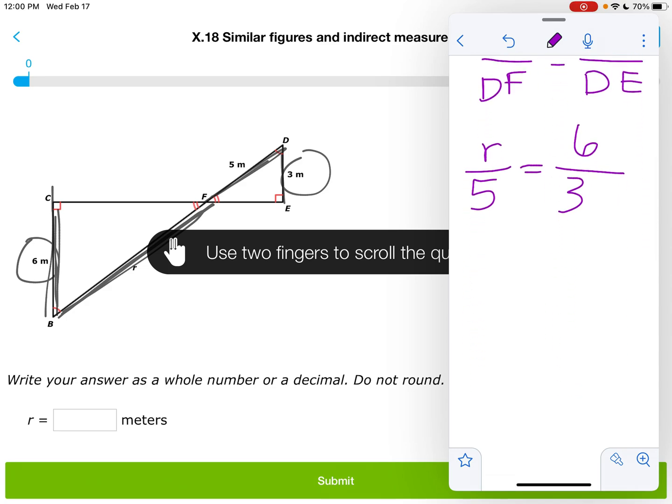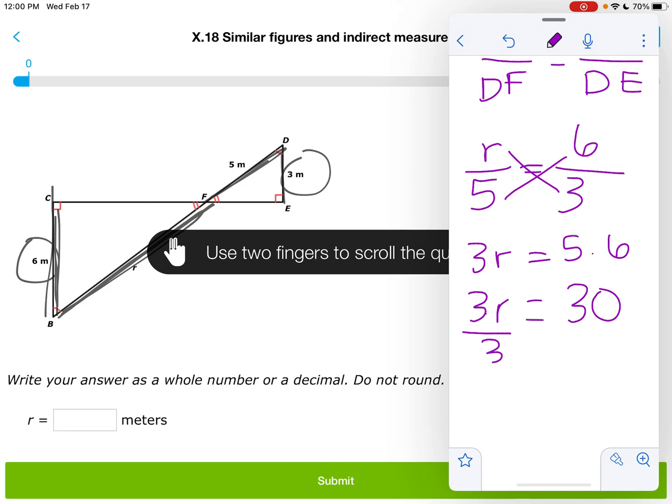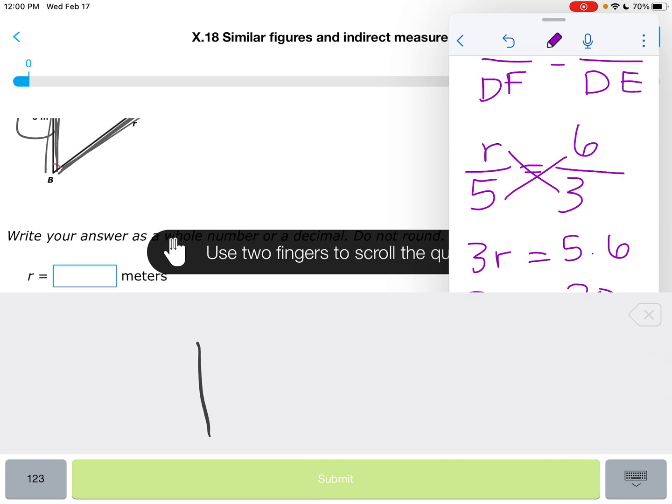Alright, so now that we have our proportion set up, we have R over 5 is equal to 6 over 3. Now we cross multiply just like we did in our last lesson. We take R times 3, which is 3R, and set that equal to 5 times 6. Okay, 5 times 6 is really 30. Now we want to divide by 3 to solve for R. So our 3's cancel out. We're left with R on the left-hand side. 30 divided by 3 is really 10. So our answer is 10.